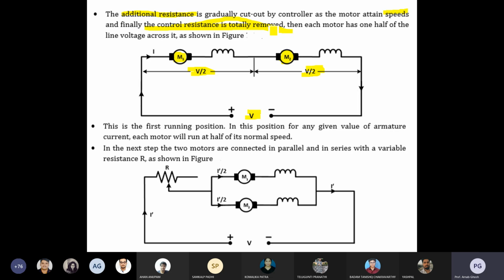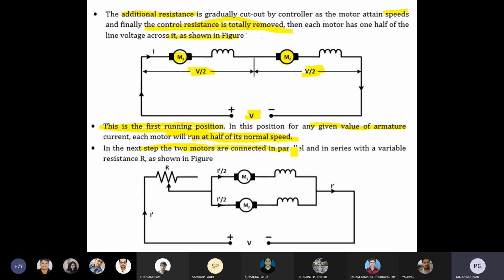Then each motor has half of the line voltage across it, as shown in the figure. Here you can see the diagram. With the fast running positions, for any given value of armature current, each motor will run at half of its normal speed. So the voltage will be half, and definitely there is an effect on the speed if the voltage is reduced.